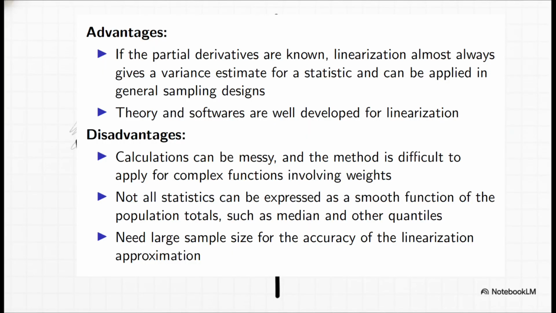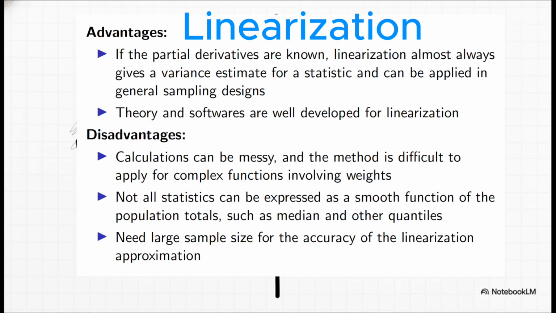First up, the calculus approach. The massive undeniable advantage of linearization is that it is the industry standard. The underlying theory is ironclad, and basically every statistical software package has this completely built in for general sampling designs. But the disadvantages are definitely significant. Remember those messy partial derivatives we wrestled with earlier? The calculations can get incredibly tangled, especially when you start adding in complex weighting. Plus, you absolutely need a large sample size for the Taylor approximation to even be accurate. And critically, and this is a big one, it is totally inapplicable to non-smooth functions.